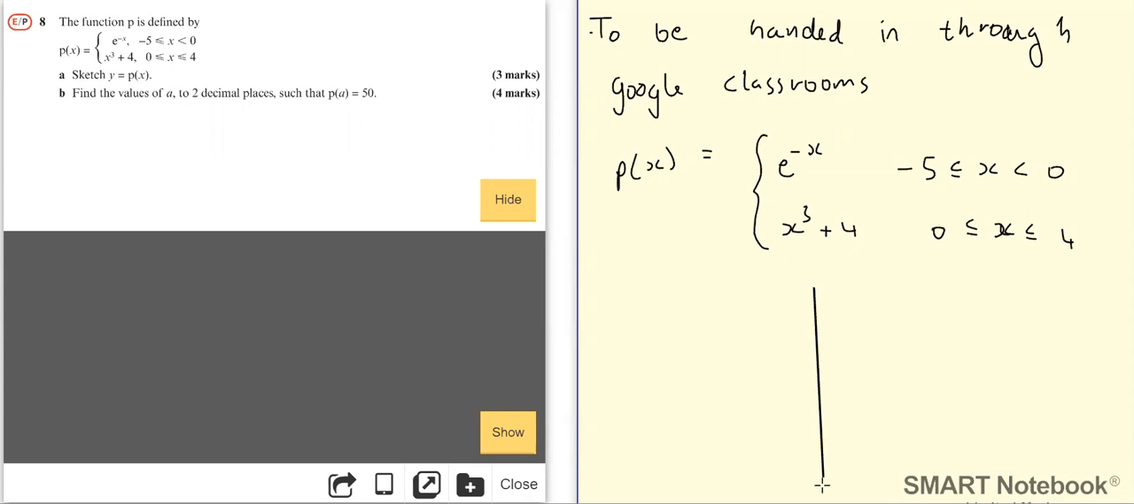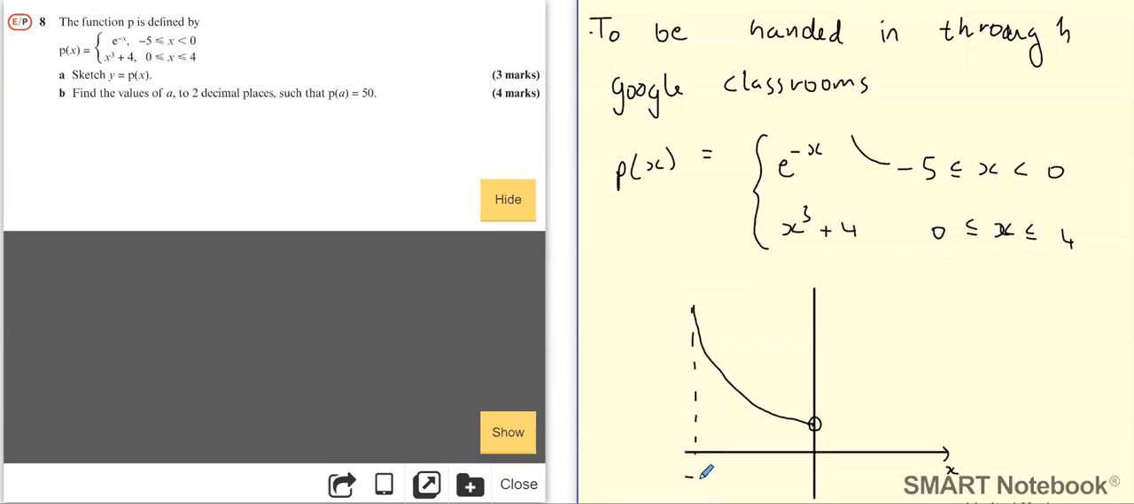Well, when we think about, in fact, I'm going to move this down. When we think about e to the minus x, we should be thinking of a graph that sort of looks like that. So I'm going to have a graph that looks like that, but at 0 we are not including 0, so we are going to have an open circle, a blank circle inside it.